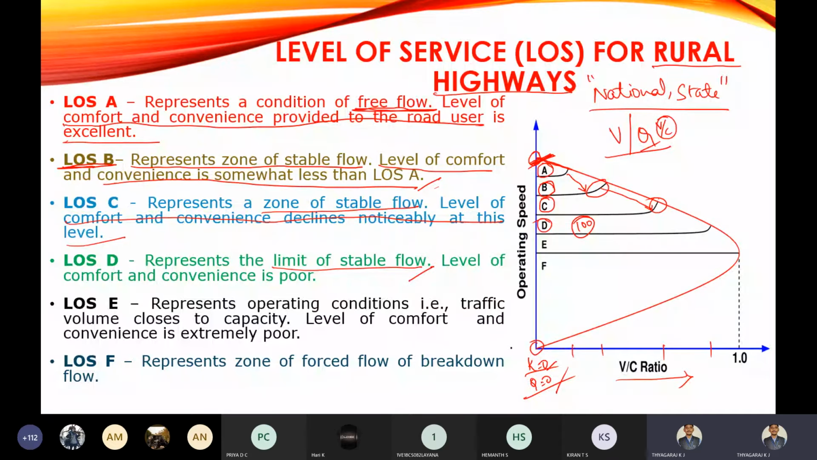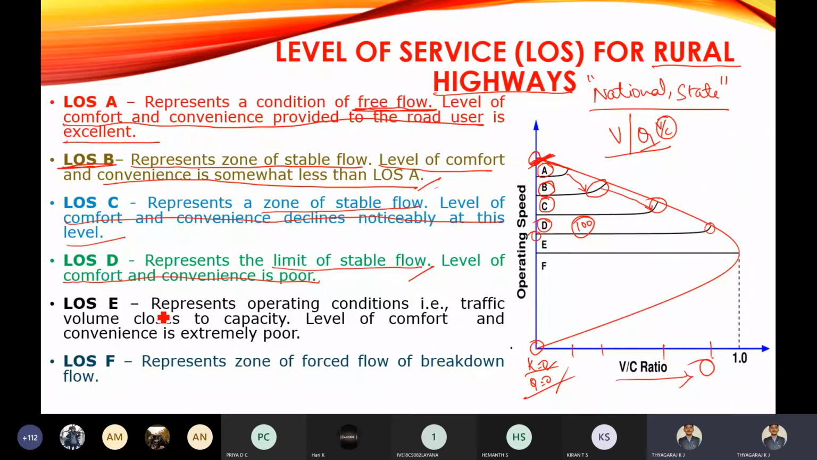Then the level of comfort and convenience is poor in this condition. Why? Because the speed is reducing and the flow or the density is going to increase. Because of the flow or density, the speed is reducing. As you all know, if the speed is reducing, your vehicle will be moving at a very lesser speed, and the comfort and convenience will be very less.